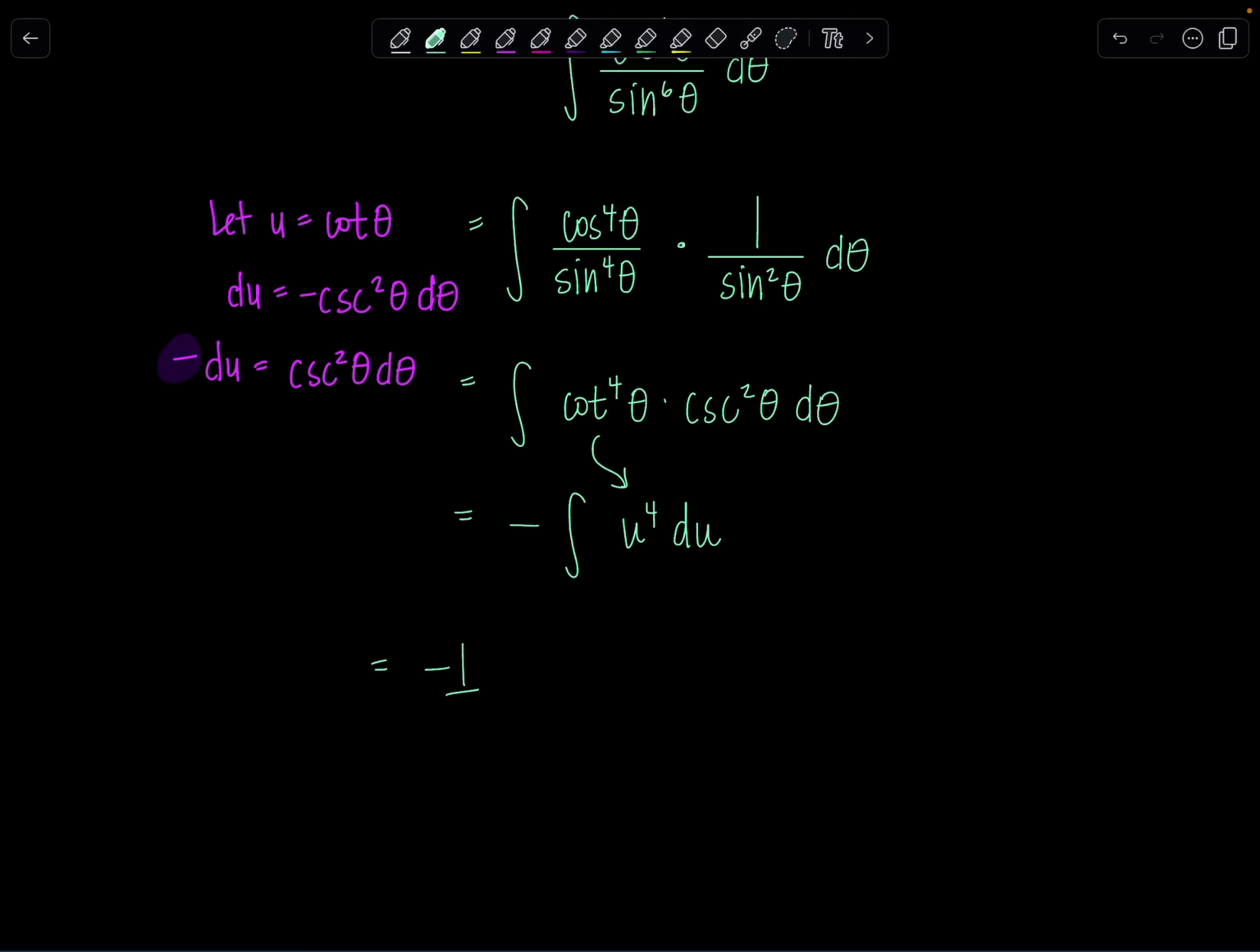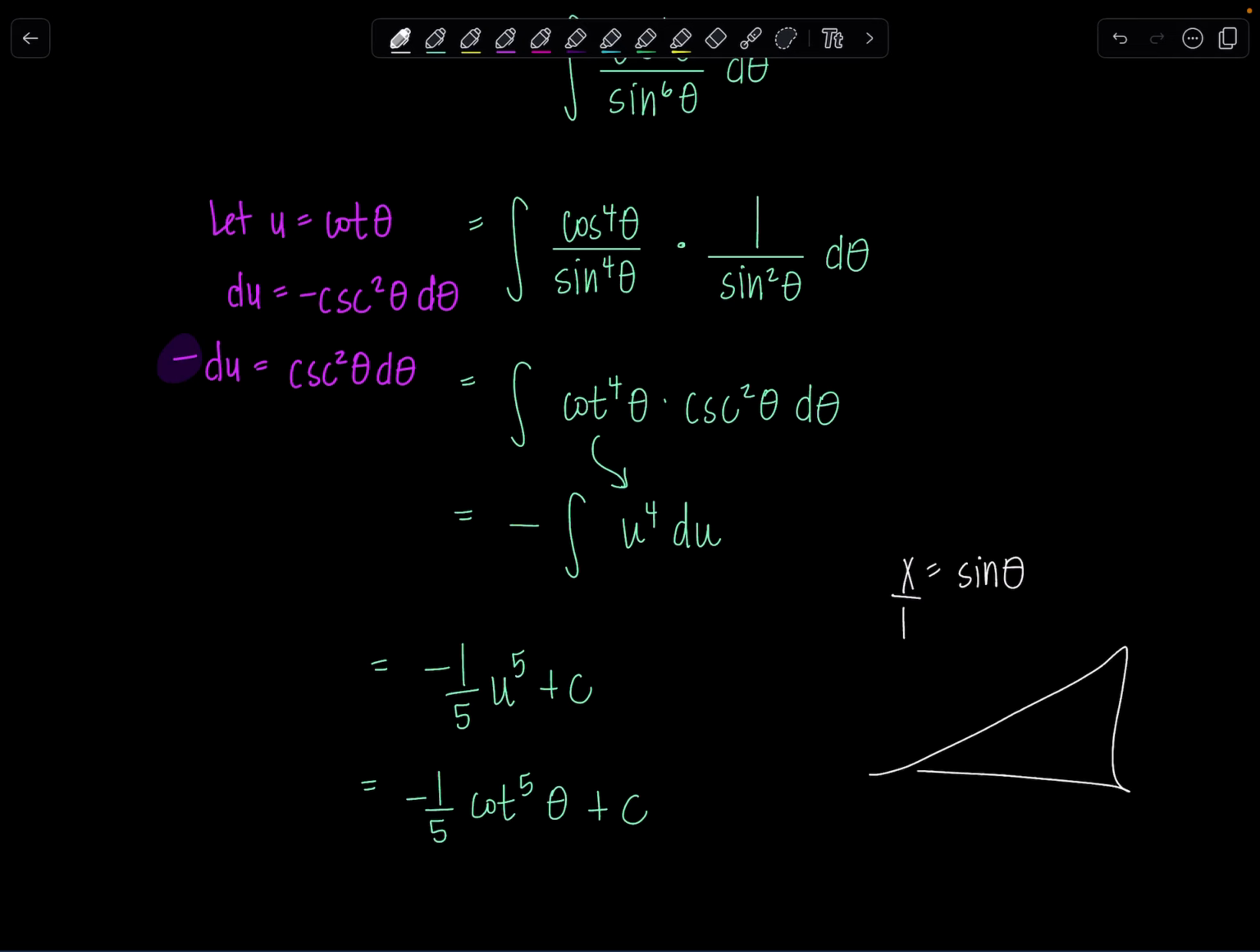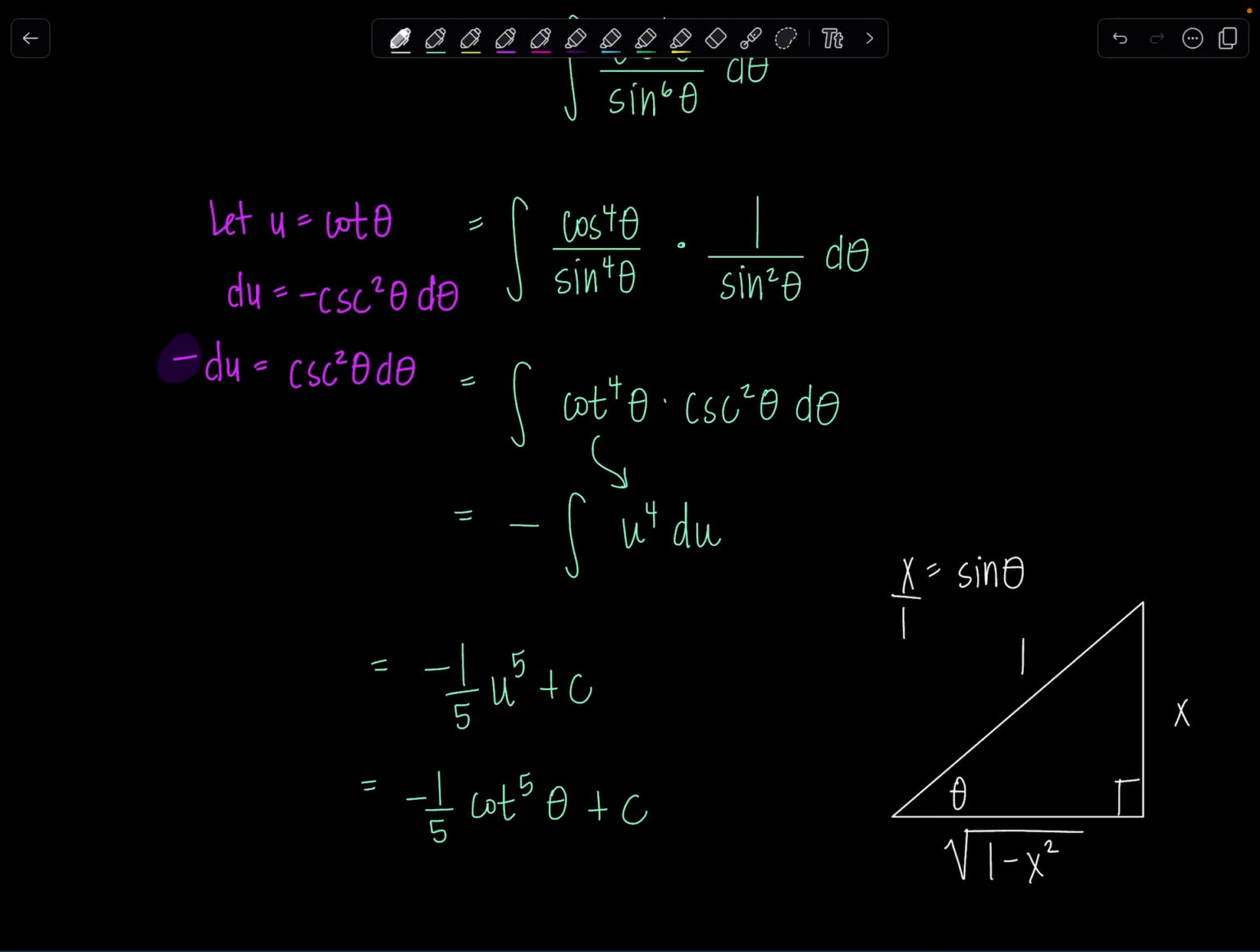So this is negative 1/5 u to the 5th plus c. But u was cotangent theta, so cotangent to the 5th theta plus c. And then how do we get back to our original variable? We got to draw a triangle. And remember, our substitution that we used was that we let x equal sine theta. So that means sine of theta equals x over 1. So you draw yourself a little right triangle, put theta somewhere, and then sine is the ratio of opposite over hypotenuse. The missing side is the square root of 1 minus x squared. Just use the Pythagorean theorem.